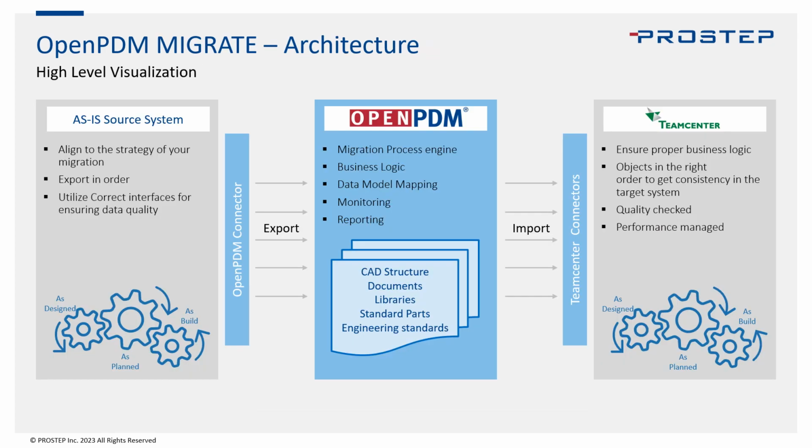So the architecture for OpenPDM Migrate looks a little bit like this. On the left, you've got your as-is source system. On the right, your to-be target system. And then in the middle, you put the OpenPDM migration solutions. So that could be a combination of different connectors and connector interfaces, depending on the different source systems that you might use, or if those systems have multiple different interfaces for getting data out the correct way.